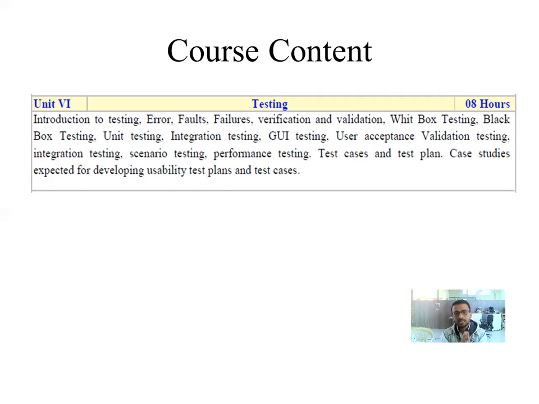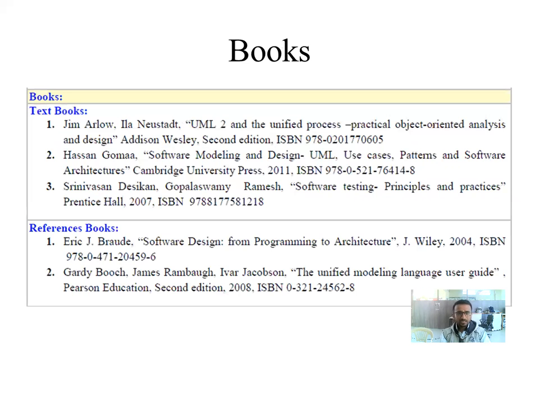So this is nothing but the syllabus that we are going to learn under this software modeling and design subject. So 6 units are there. From unit number 1 to unit number 6, we are going to discuss them one by one, right? So we will start with the first unit and we will finish at the 6th unit, right?